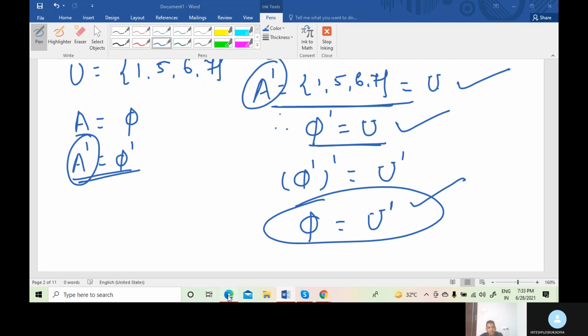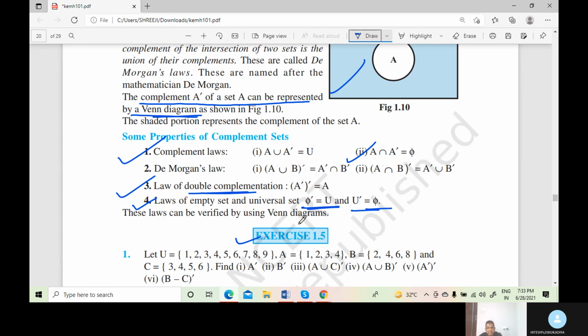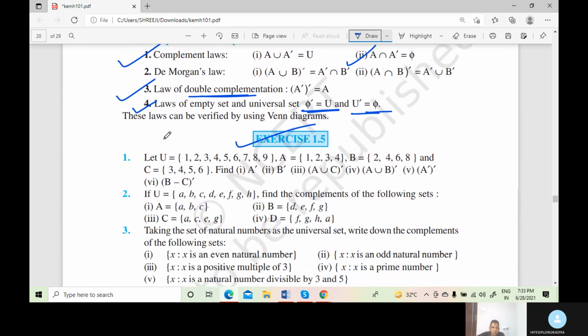Okay, clear, students? Now we start Exercise number 1.5. Some questions to discuss here. Suppose first question: U equals 1 to 9, A is given, B is given, C is given. First we find A dash. A dash equals: 1, 2, 3, 4 cancel. So the universal set elements 5, 6, 7, 8, 9 are remaining. A dash equals 5 to 9.